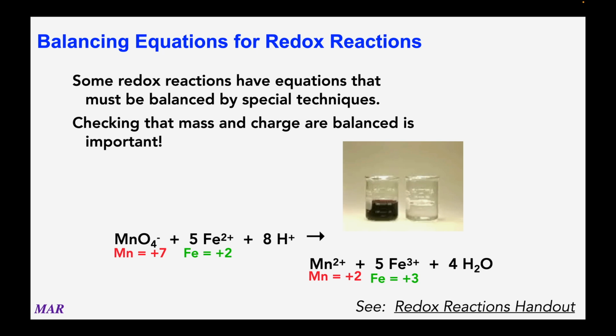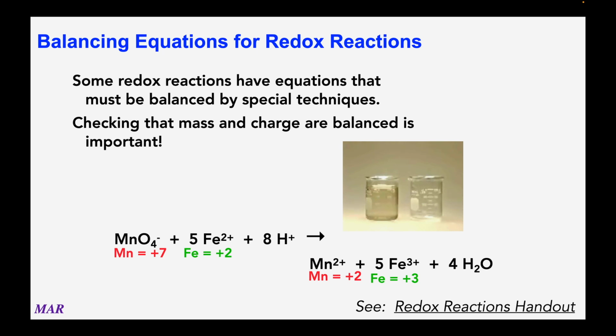Here's a video of permanganate, that purple solution on the left, reacting with iron 2+ on the right, and they're going to make the manganese and the iron 3+. The purple solution is aqueous potassium permanganate. The colorless solution contains iron 2+ ions. When we combine them, a redox reaction occurs. The permanganate ion is reduced to manganese 2+, and the iron is oxidized to iron 3+ ion.